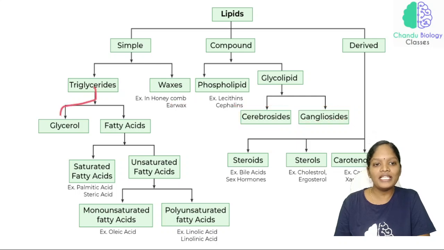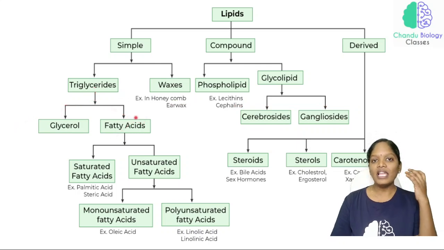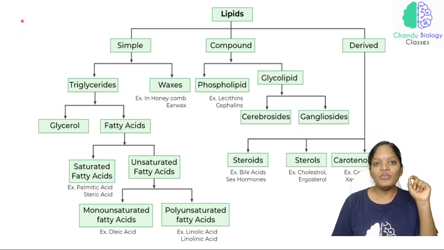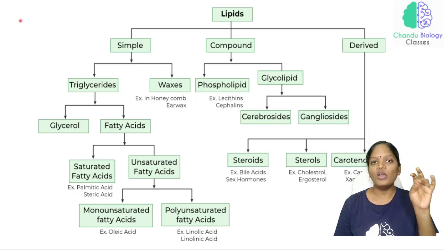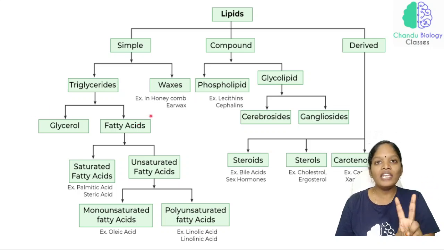Now the triglycerides are broken into two: glycerol and fatty acids. Just like in carbohydrates, we have categorized carbohydrates into three: monosaccharides, oligosaccharides, and polysaccharides. Whenever we hydrolyze the polysaccharides, we get monosaccharides. The simplest form of carbohydrate is the monosaccharide. In the same way, the simplest forms of lipid are glycerol and fatty acids. Whenever we break the triglycerides, we get two important compounds: glycerol and fatty acids.